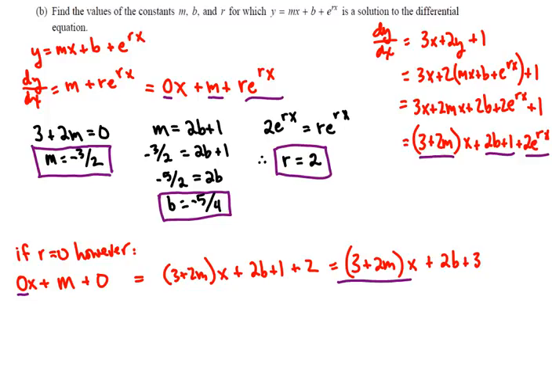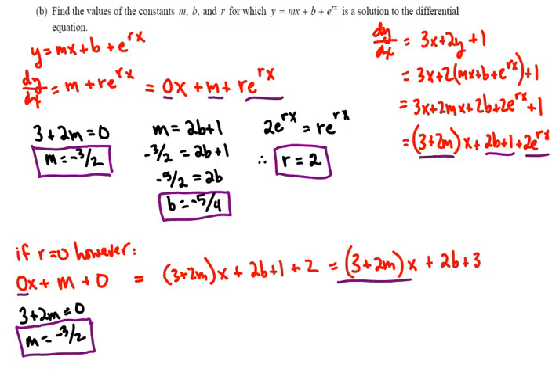We're at the point where if r is equal to 0, on the left side we end up with 0 times x plus m plus 0 is equal to, on the right side, 3 plus 2m times x plus 2b plus 3. And so we still had 3 plus 2m is equal to 0, which means that m is equal to negative 3 halves still.